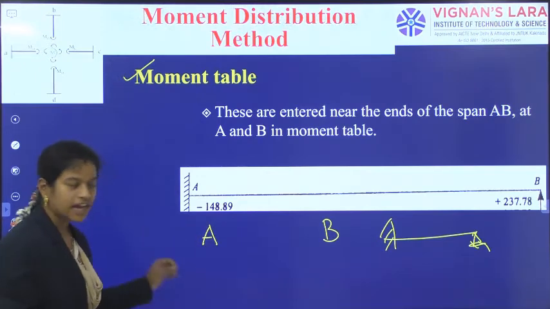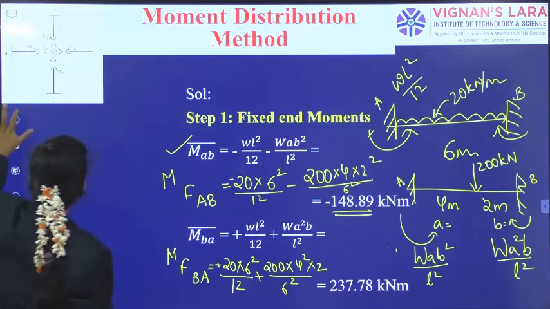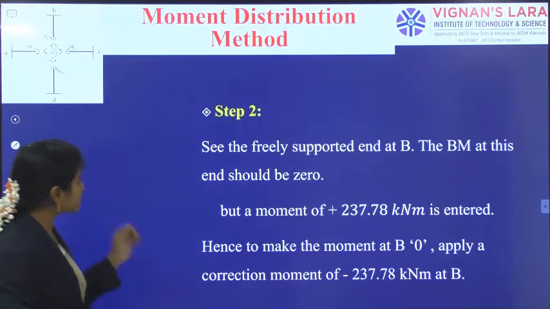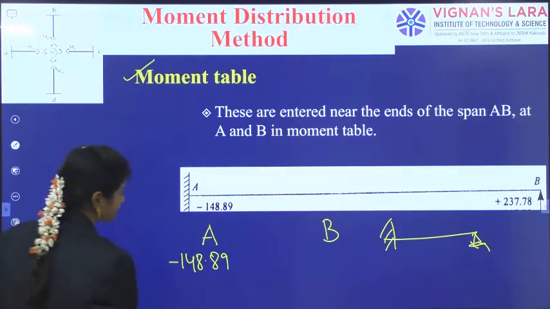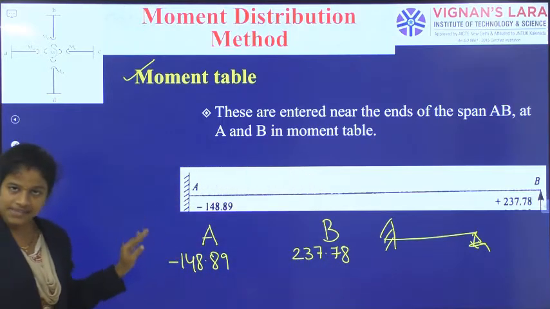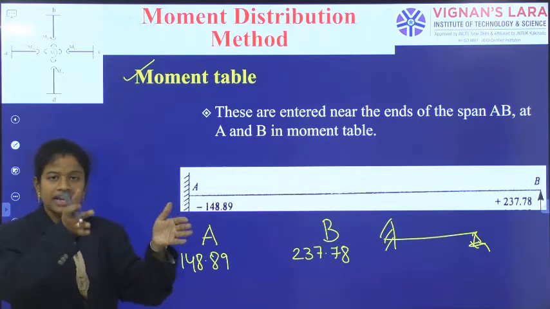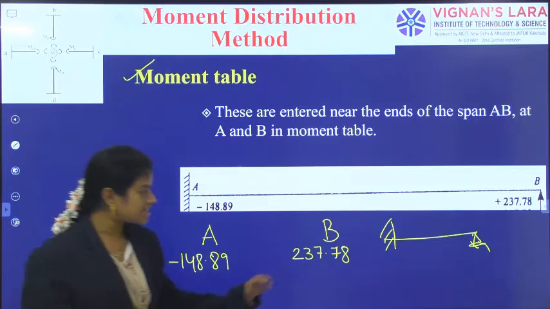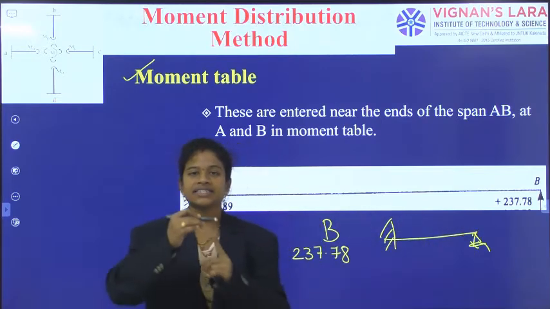The first value is the fixed end moment at A, that is minus 148.89. The next value is the fixed end moment at B towards A, that is 237.78. So this step is done. These are the fixed end moments due to the assumption that we took of a fixed beam. But I have to implement the original condition. What is the original condition? In the original condition, A is fixed but B is a simply supported end, a simple prop.